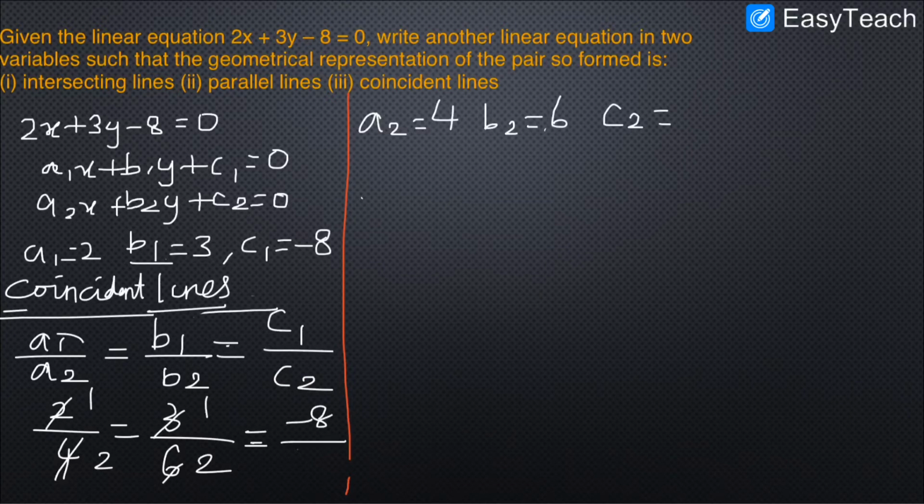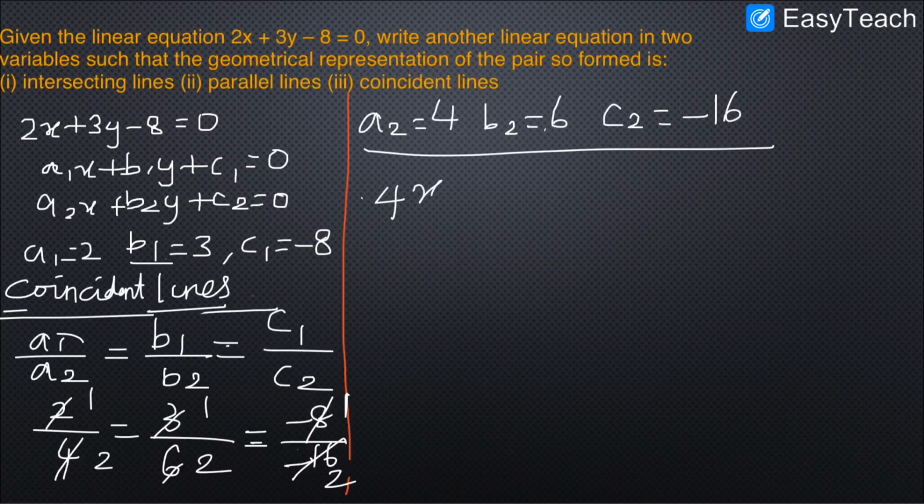For c1 we have minus 8. If I write minus 16 for c2, then if I reduce it, all three values are equal now, right? Which means the condition is verified. The value for c2 is minus 16. From the above values, we can write the linear equation, which is 4x plus 6y plus minus 16 equals 0. This is the linear equation for coincident lines.